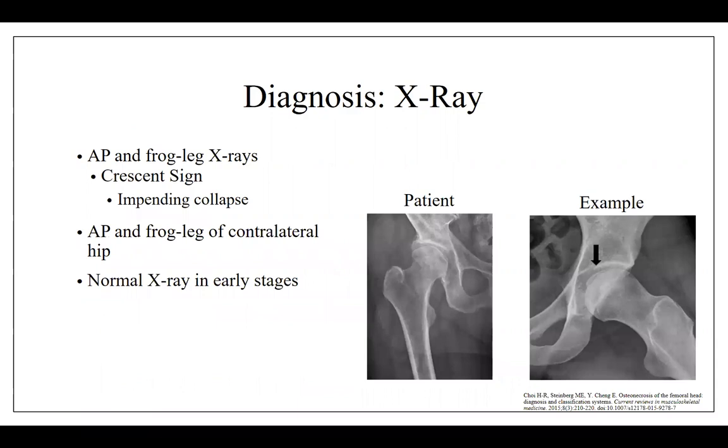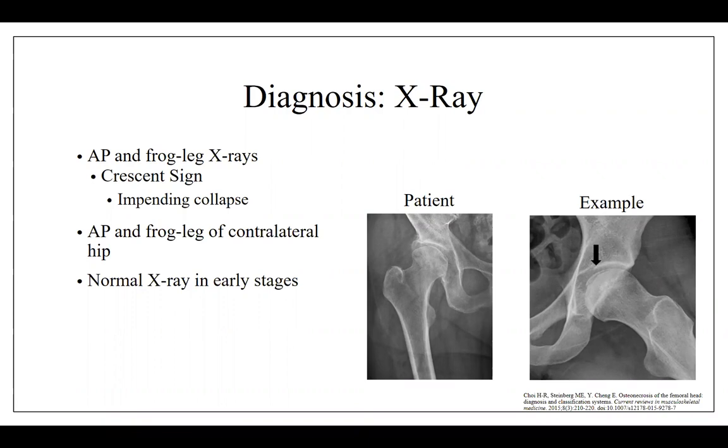X-rays are often the first diagnostic imaging that is ordered for these patients. It's recommended to get AP and frog leg lateral x-rays of the affected hip, as well as of the contralateral hip, since AVN can be bilateral in 80% of patients. As we can see here in the example, there's something called a crescent sign, which is often indicating an impending structural collapse. And we can see that also a little bit in the patient's x-rays as well.